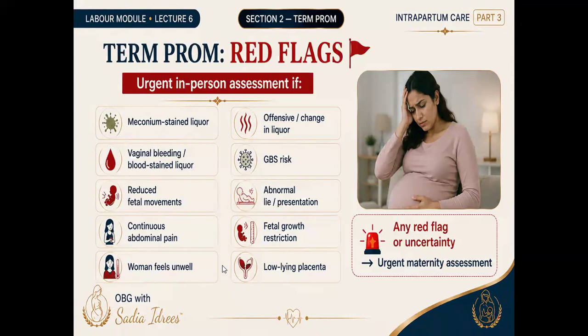Ask about vaginal bleeding or blood-stained liquor. Ask about fetal movements. Reduced fetal movements are not something to ignore. Ask about pain, as it may indicate pathology requiring assessment. And ask how the woman herself feels. Is she feverish, shivering?